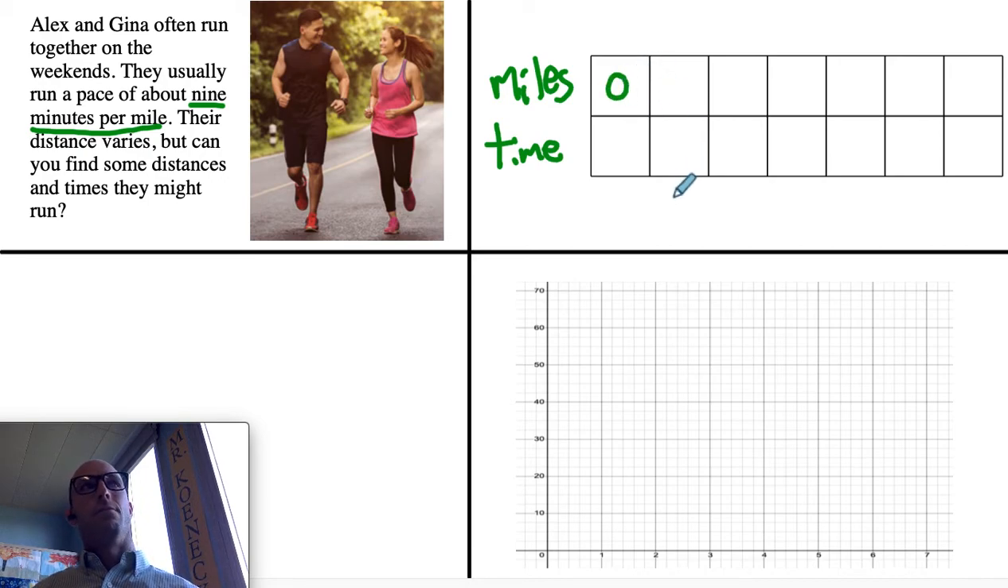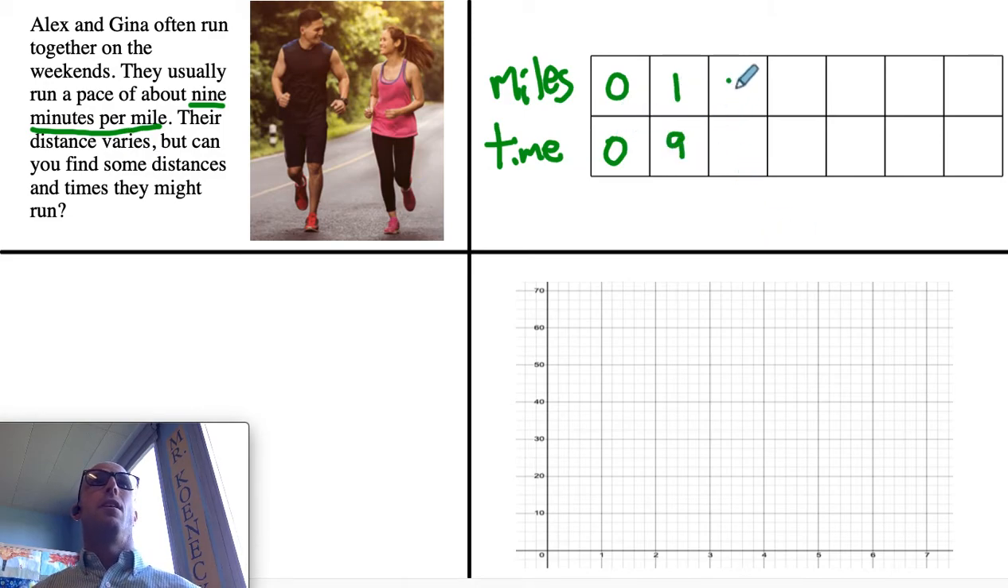They run 0 miles. Well, how long does it take? Well, that doesn't take any time at all. Okay, that's pretty basic, right? What if they only run 1 mile? Well, it says they run 9 minutes per mile. So if it's 1 mile, it must take them 9 minutes.